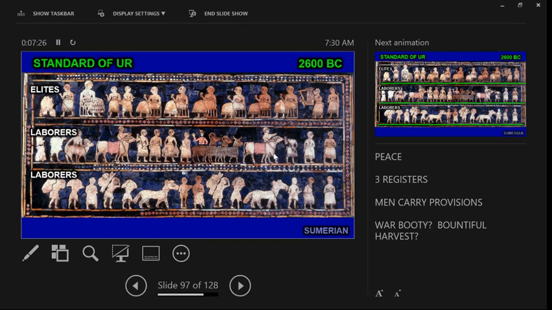All right. So there's three different registers right here, here, and here. And the bottom section, these are the laborers. You can see people carrying things on their back. We see beasts of burden that are being led. And then over here, we have some more laborers. We have people bringing animals in. And then at the top are the elites. And who is the most important elite? Yeah, the tall one, this one right here on the left side.